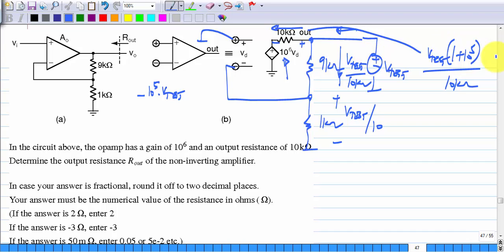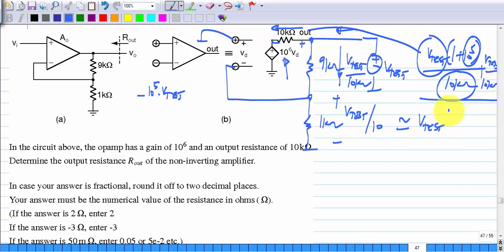Okay, so the total current is V test times (1 plus 10 to the 5 by 10 kilo ohms) plus V test by 10 kilo ohms. You can calculate the exact value, but you can see that the most dominant term is this one. So this is approximately V test times 10 to the 5 by 10 kilo ohms. Okay, so this is the current.